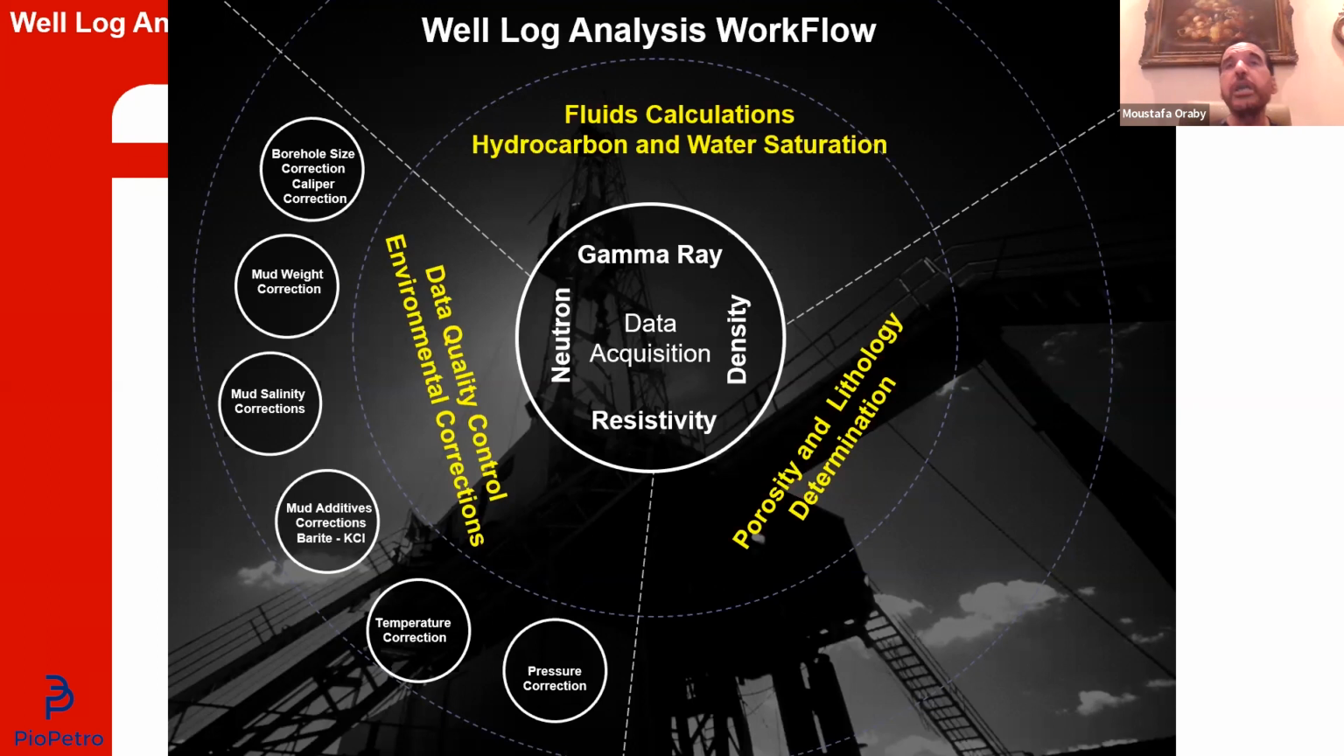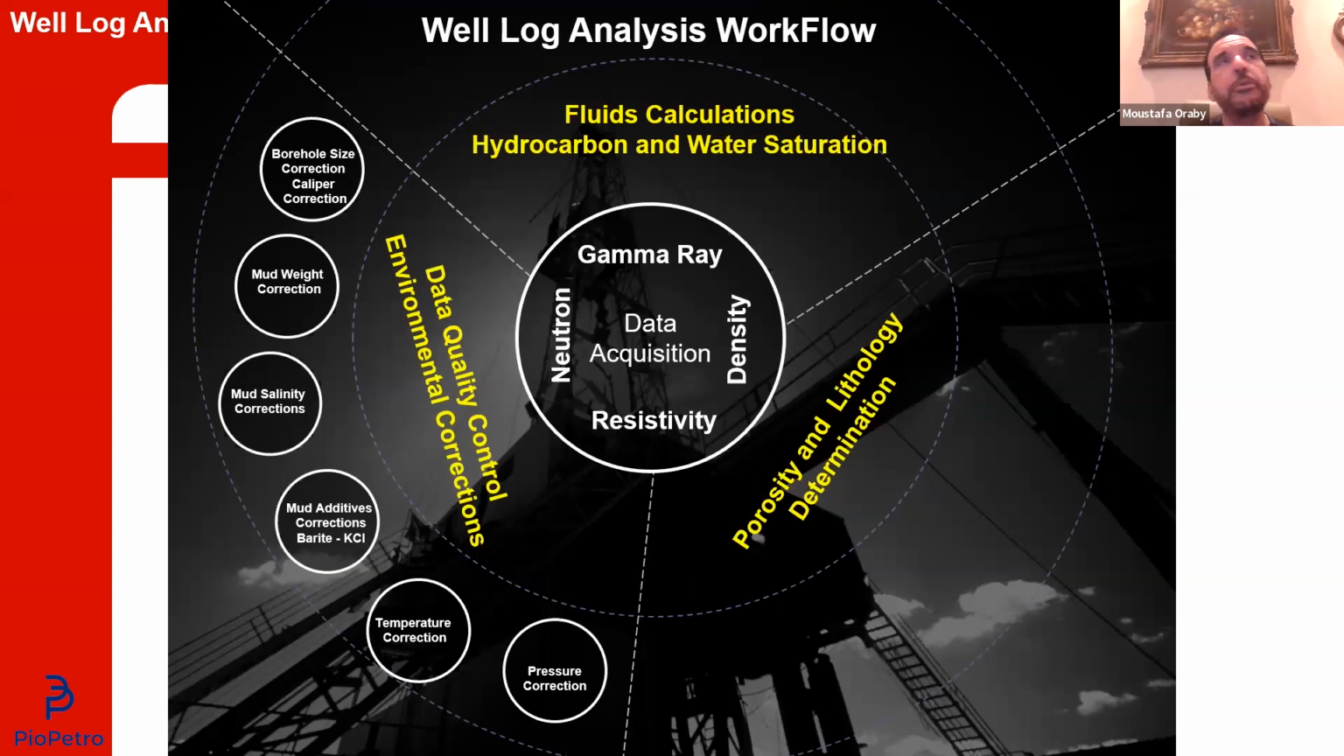So these are the major environmental corrections that we need to apply to make sure that we remove all the environmental effects from my logging data. Then when I use this logging data after the correction, I calculate the proper parameters. Okay, so the borehole correction, mud weight correction, mud salinity, mud additives, temperature, and pressure, we need to correct for all of this. We'll show you how we do this in a second. But these are the major steps.